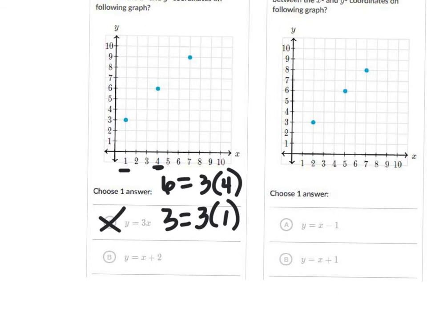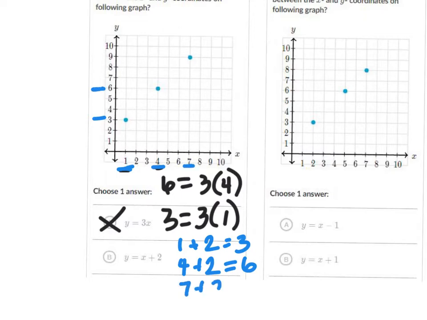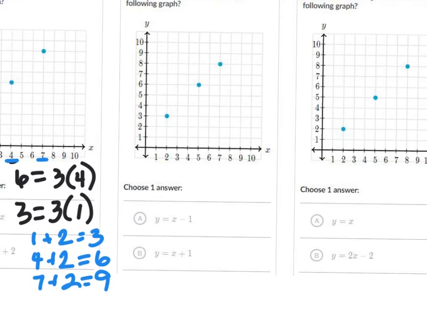The second option is I'm adding 2 to each of my x coordinates to get my y coordinate. So my first x coordinate is 1. 1 plus 2 is 3, which is my y coordinate. So that one's okay. My second x coordinate is 4. I'm adding 2, and my y coordinate should be 6, which it is. And my last one, my x coordinate is a 7. I'm adding 2, and my y coordinate or my output is 9, which it is. So that's going to be B on that one. Okay, so you're just figuring out which line matches the equations.